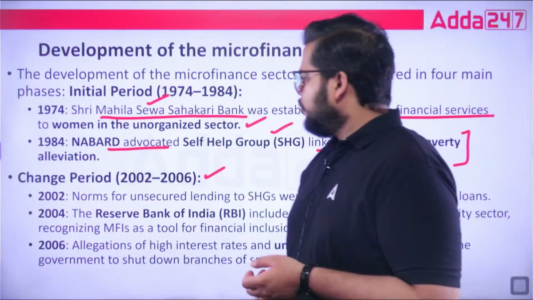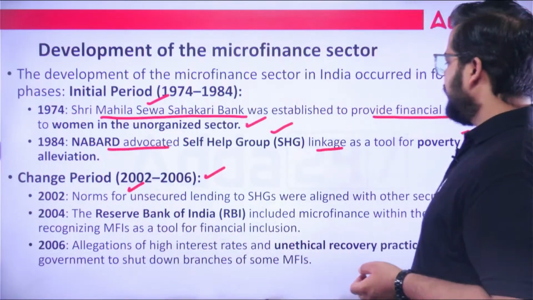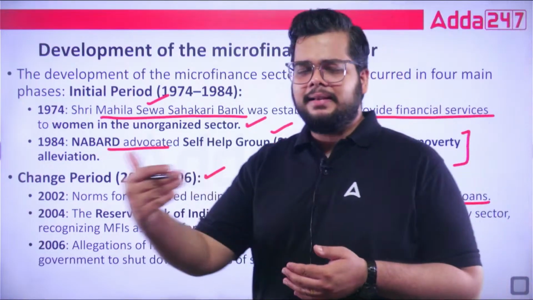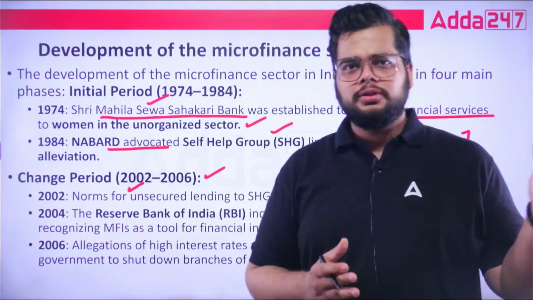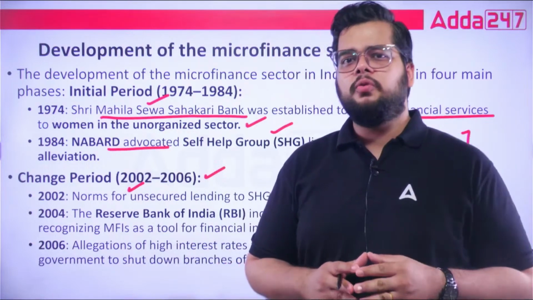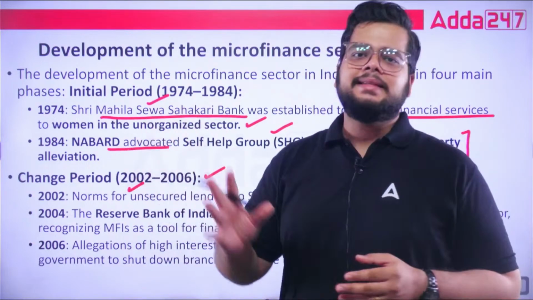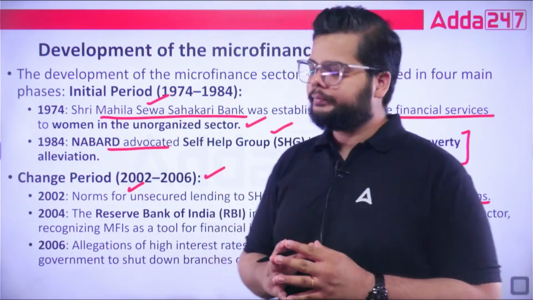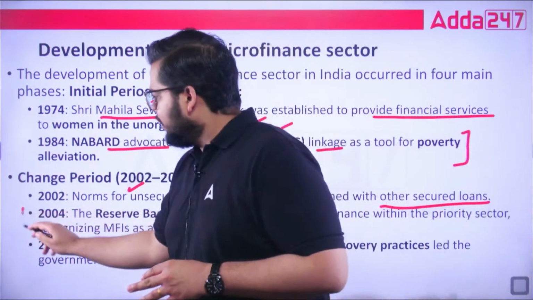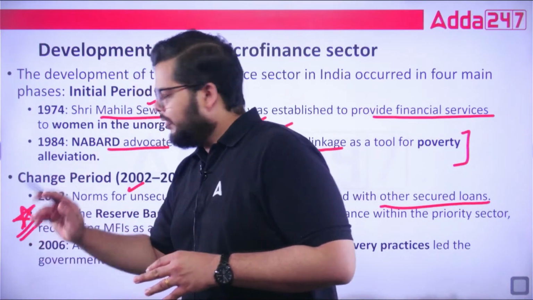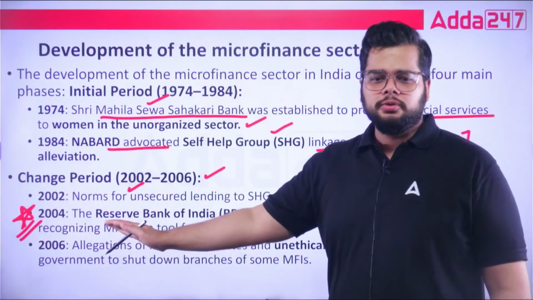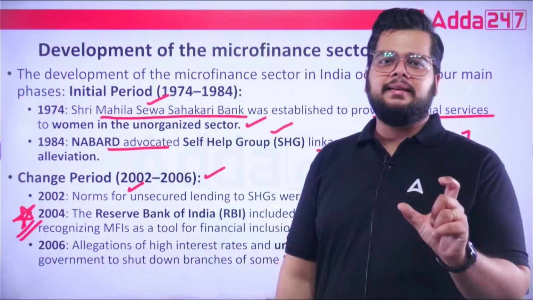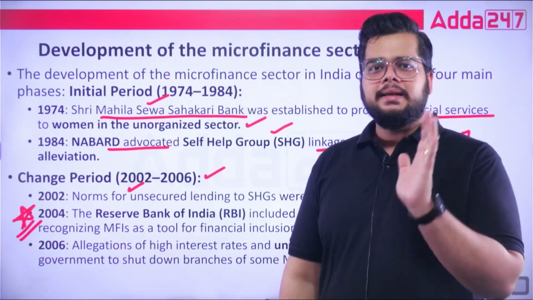So in 2002, norms for unsecured lending to SHGs were aligned with other secured loans. So whatever practices were followed for those secured loans back in 2002 were replicated for the SHGs as well, even when it was an unsecured one. But the landmark event of this phase was 2004, where RBI recognized the microfinance sector as one of the priority sector.